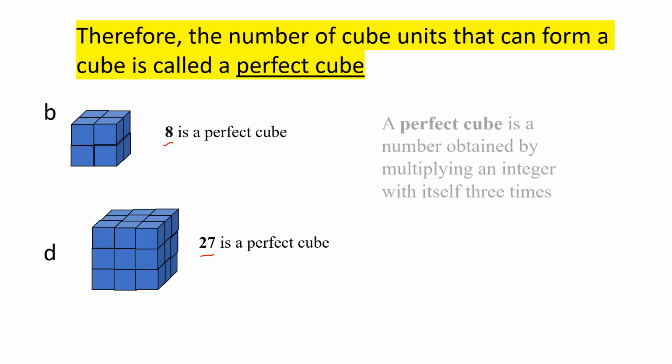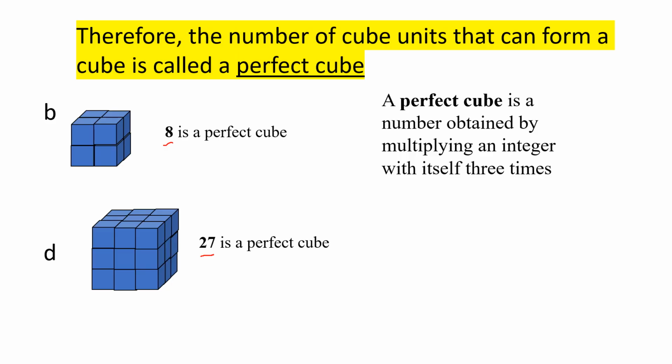And another definition, class, for a perfect cube is a number obtained by multiplying an integer with itself 3 times. So for letter B, class, 8. Is there an integer that when you multiply it by itself 3 times, you will get 8? Is there a number? Yup, that would be 2, right? Because 2 times 2 times 2, that is 8. So therefore, class, 8 is a perfect cube.